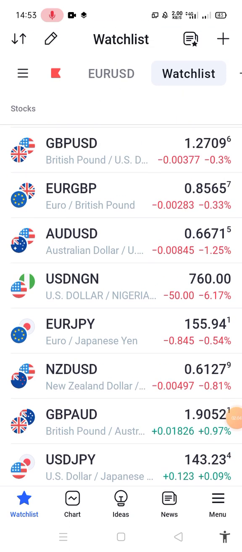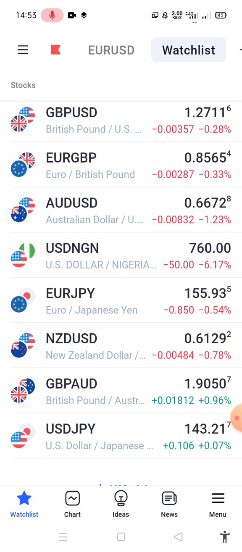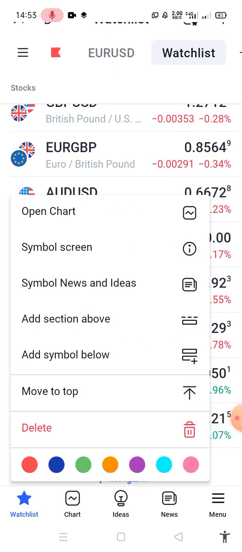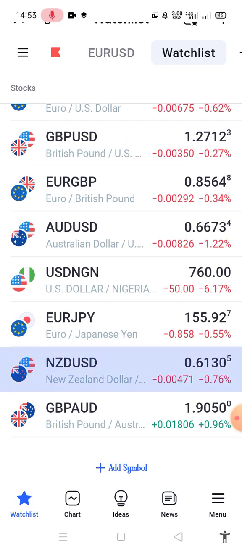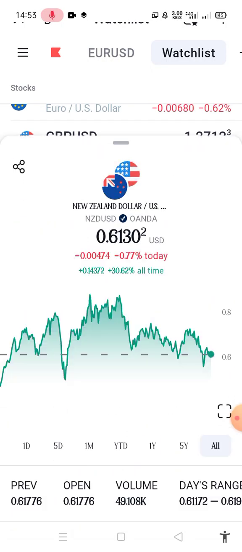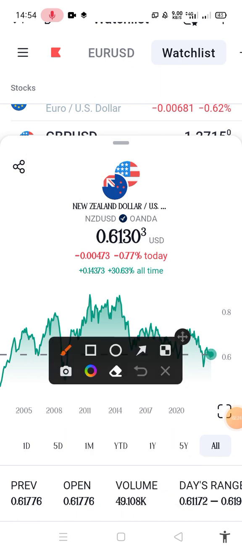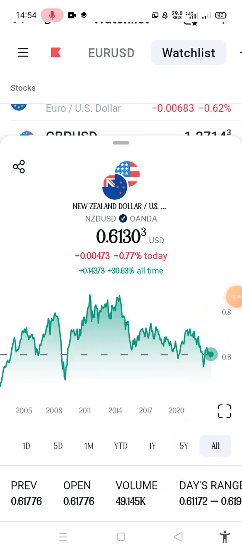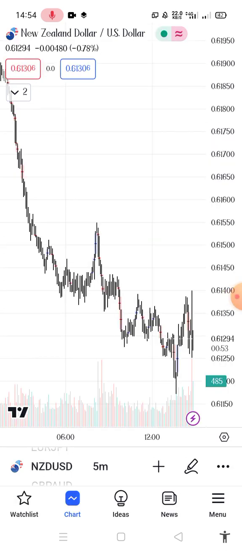These are the pairs I have on my watch list basically. I don't do this USD. You just tap on it, then you tap on this here. Wait, this, can you see it? When you tap on it, the chart will be opened.